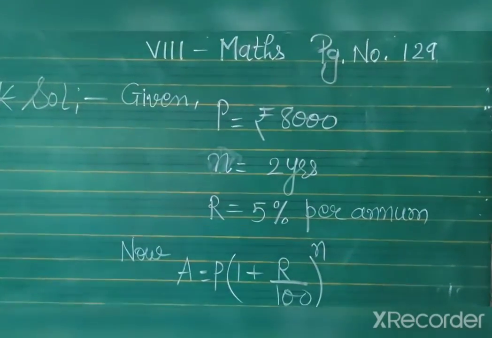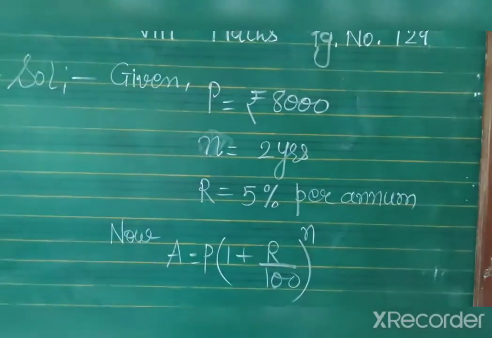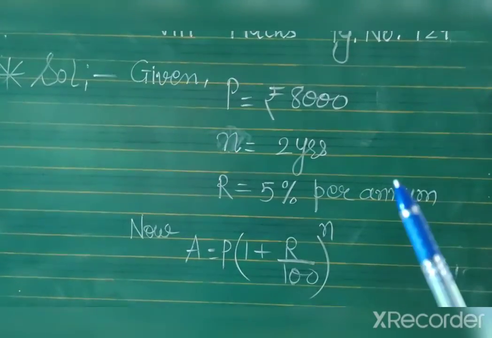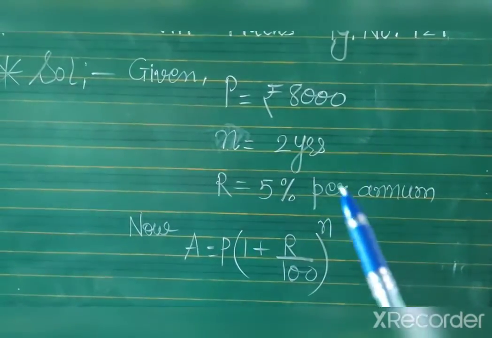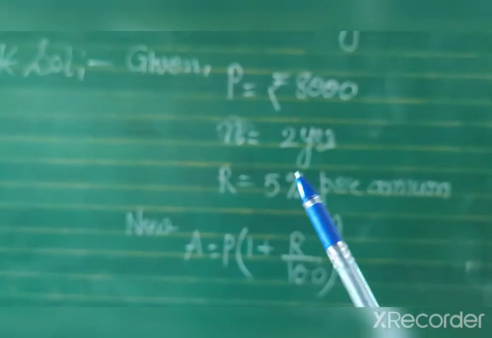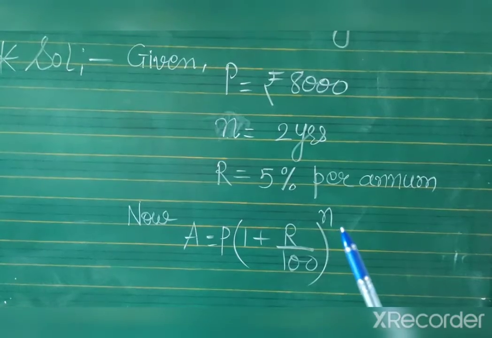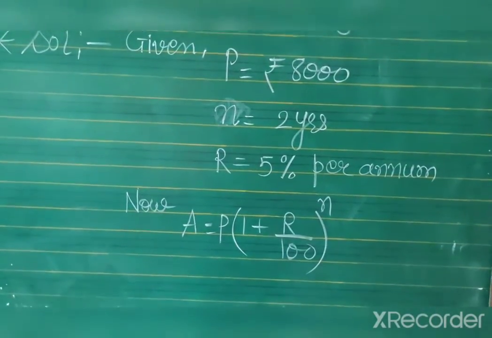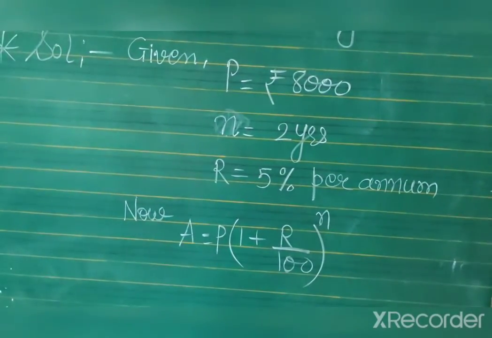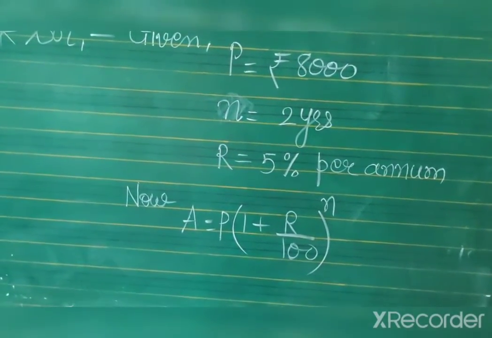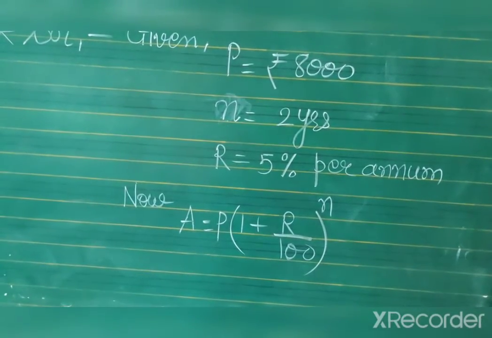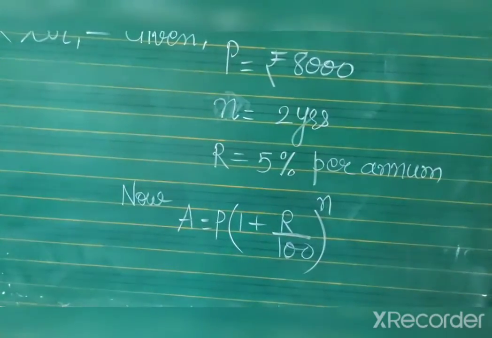In this situation, we have to calculate the compound interest. So the given in the question, principal is rupees 8,000 and time is equal to 2 years and rate of interest 5% per annum. If you want, you can write T here, and in the formula also write T. But according to the textbook I am writing N as time, number of periods, because we will calculate half yearly also, so number of periods we will take 2 times, or quarterly, so 4 times. That's why we are using N here.